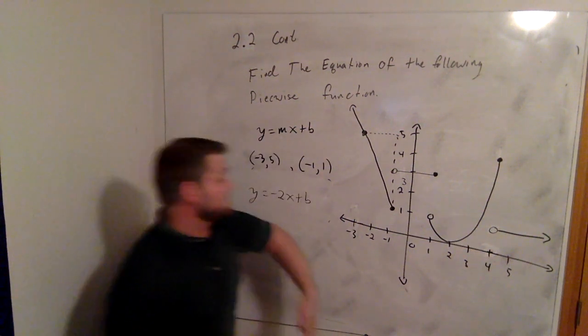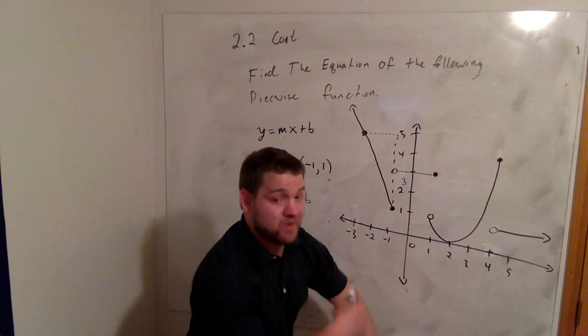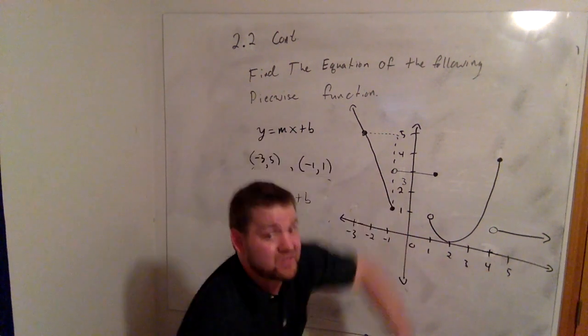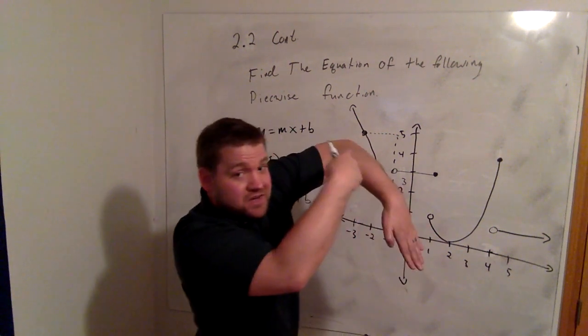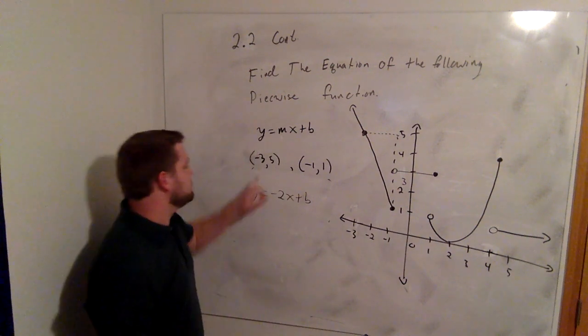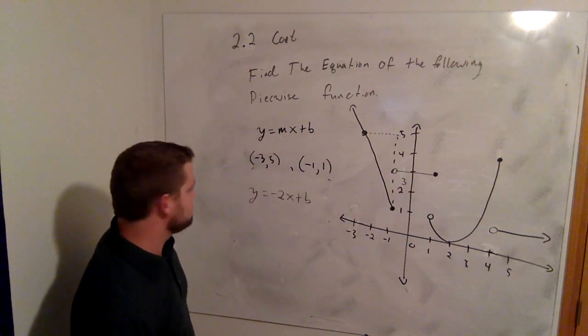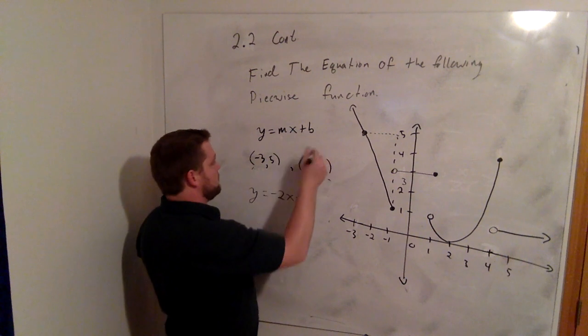I need to make sure it's the line that contains one of these 2 points. So it's not enough for me just to tell you the slope of a line. I need a point to lock that line in place. So you could either use this point or this point. Either would work. Let's use this point.